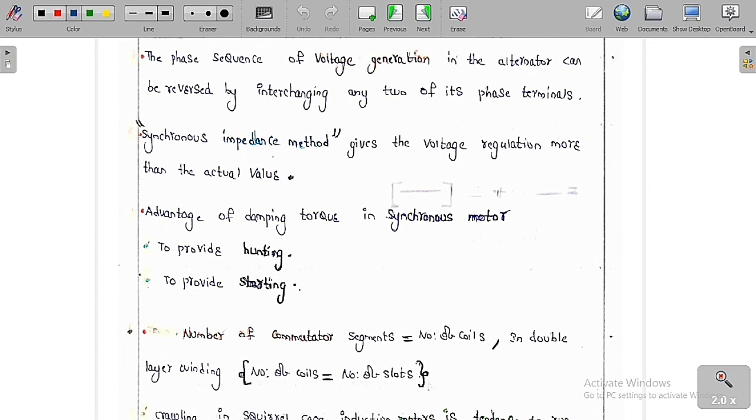So finally we can say that the phase sequence of voltage generation in the alternator can be reversed by interchanging any two of its phase terminals.